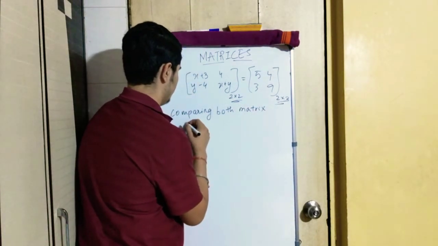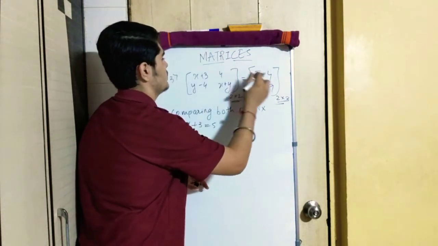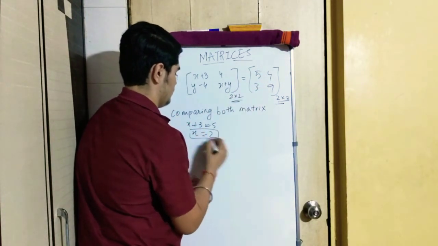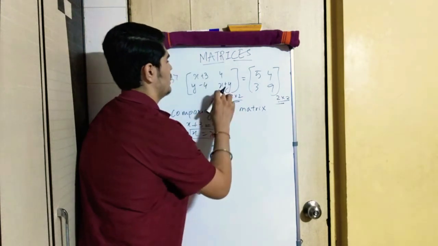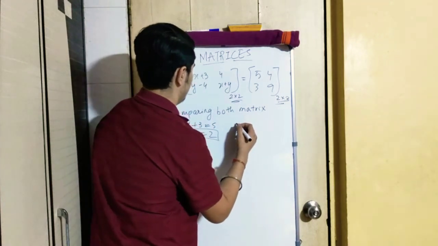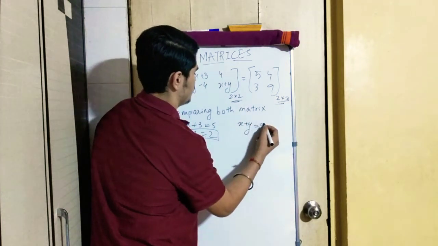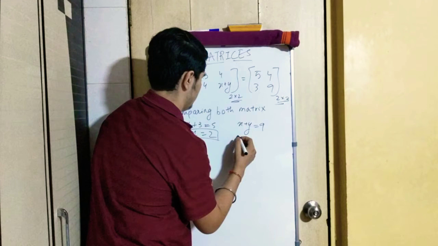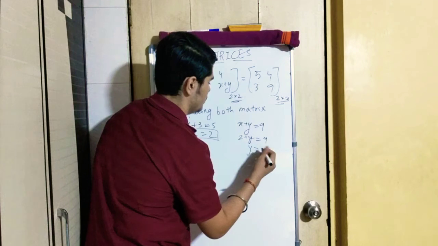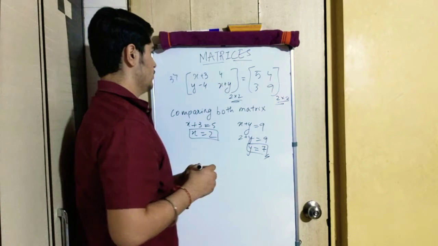We get the first equation as x plus 3 is equals to 5. Corresponding terms, first element. So x is equals to 2, that is 5 minus 3. As easy as that. So the second equation I take here as x plus y is equals to 9. X is 2. 2 plus y is equals to 9. Y is equals to 9 minus 2, that is 7. So here we get the value of x and y.